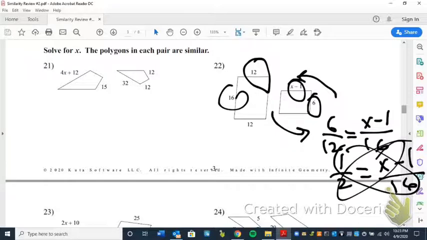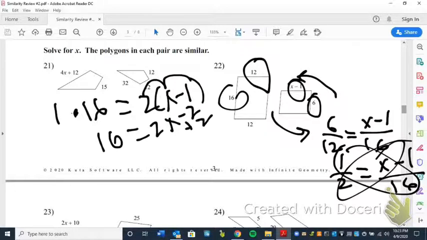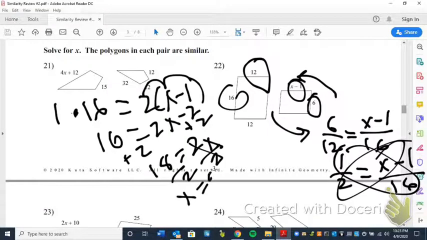x minus 1 over 16. So when I cross multiply here, I end up with 1 times 16, I'm over on the left-hand side now, equals 2 times x minus 1. 1 times 16 is 16. Distribute the 2. 2x minus 2. I'm going to add 2 to both sides. I get 18 equals 2x. Divide both sides by 2. I get x equals 9.